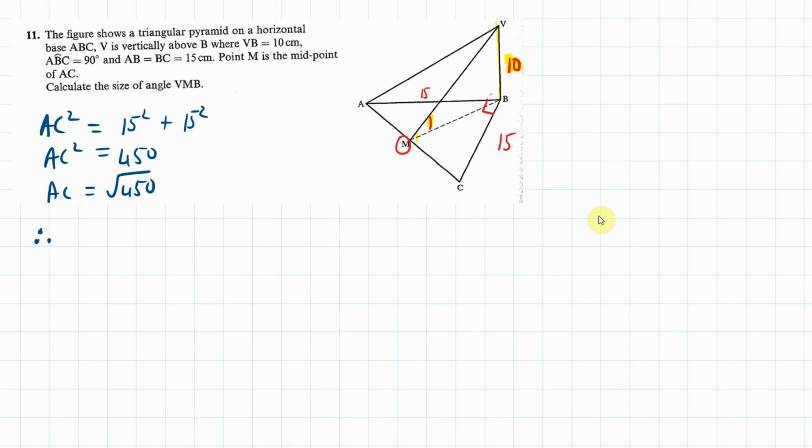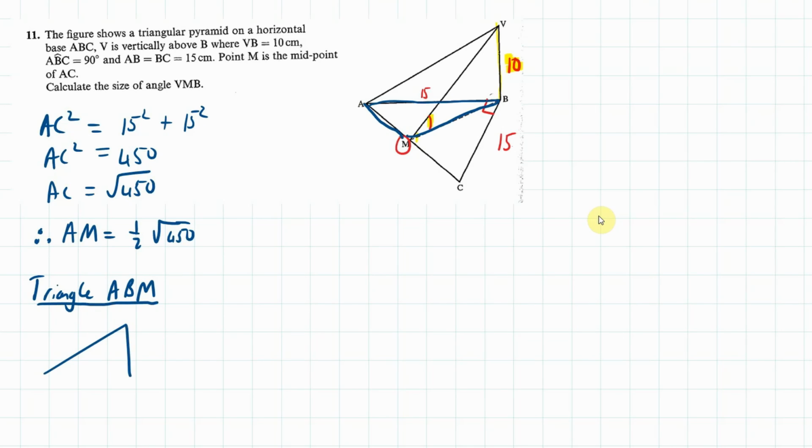Now, therefore, we can say that AM is equal to 1/2 of the square root 450. Okay, so that's there. Now we're going to look at this triangle here, ABM. So triangle ABM. You've got to be a bit of a sleuth sometimes. And here's triangle ABM. Where is the right angle? Well, the right angle is at M.